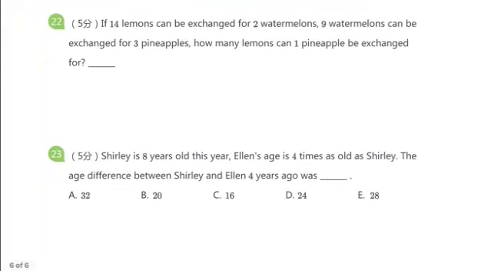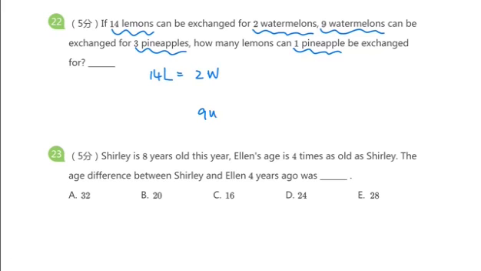If 14 lemons can be exchanged for 2 watermelons, 9 watermelons can be exchanged for 3 pineapples, how many lemons can 1 pineapple be exchanged for? So in this question we have 2 equations, so let's write it out first. First one is 14 lemons can be changed for 2 watermelons, and 9 watermelons can be changed for 3 pineapples. So here, write out the 2 equations.